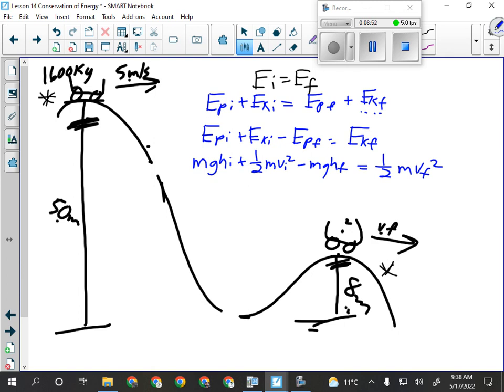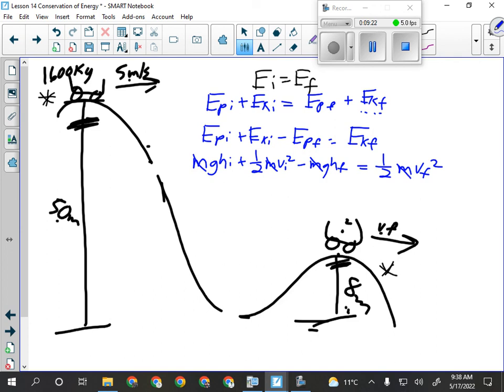At this point, you have a choice. What can I do with m if I want to? I can get rid of them. It's in every term. I'm not solving for any energy types where mass would be important. I'm just solving for speed. So I can cancel off the mass. If you're not comfortable with that, you can leave it in there. I did give you the mass after all. It's 1,600 kilograms. But mass is going to cancel off.